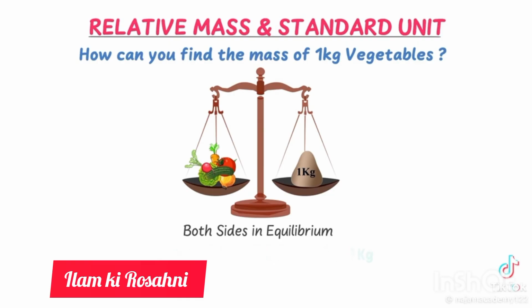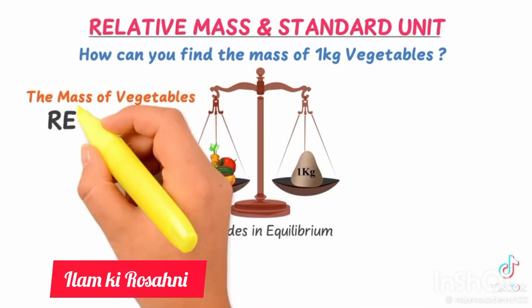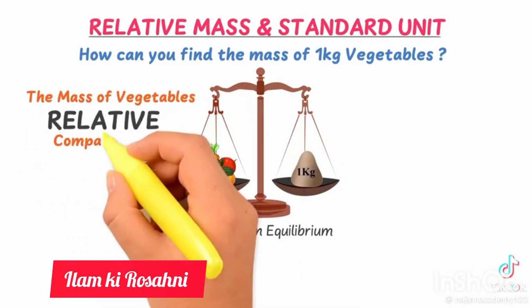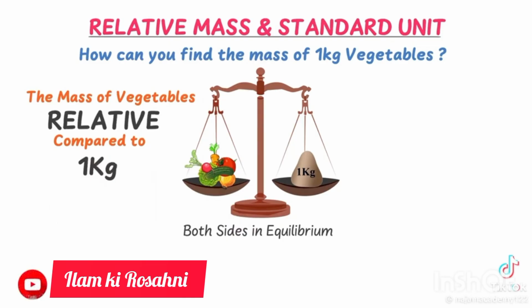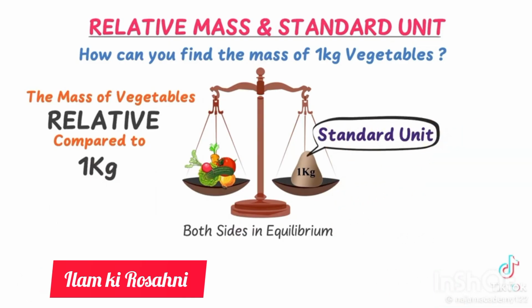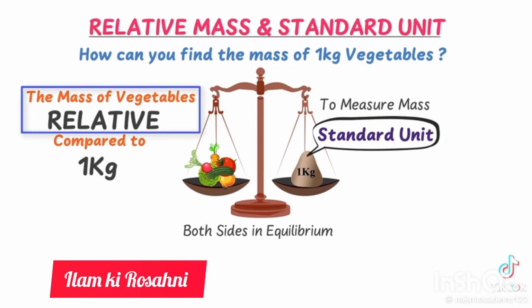Now listen carefully. The mass of vegetables is relative because it is compared to 1 kg stone. Secondly, 1 kg stone is a standard unit which is used to measure the mass of different things. Thus once again remember that the mass of vegetables is relative and the 1 kg stone is standard unit.